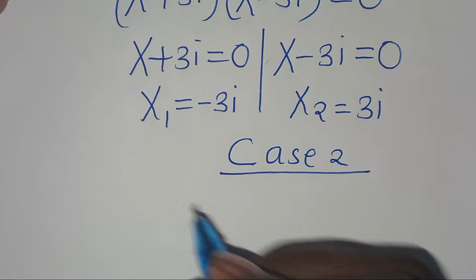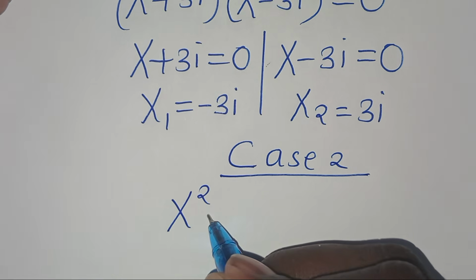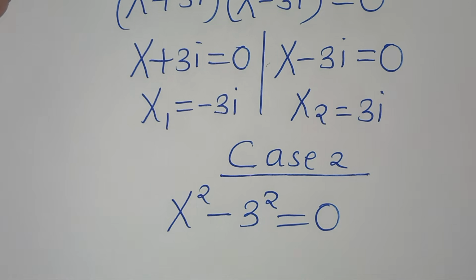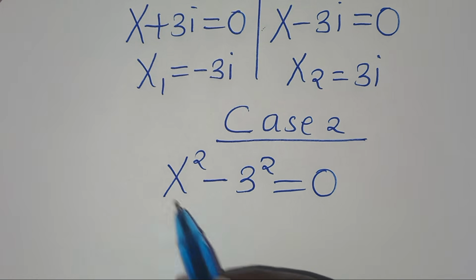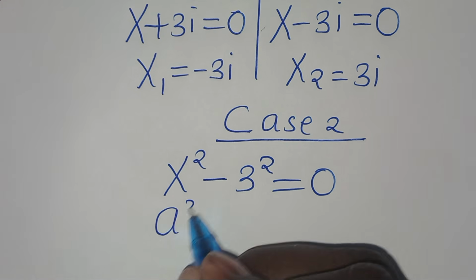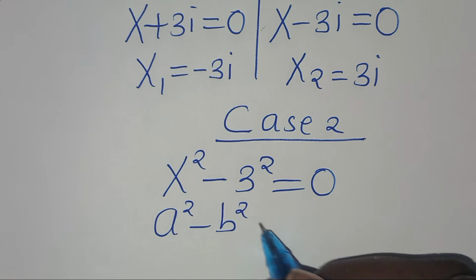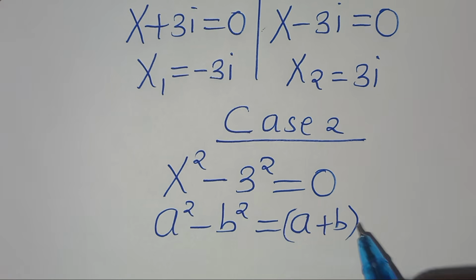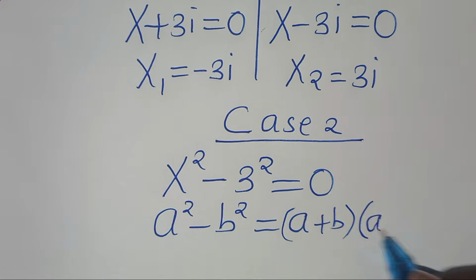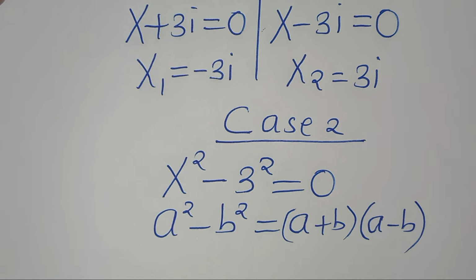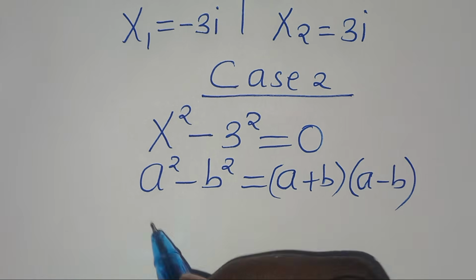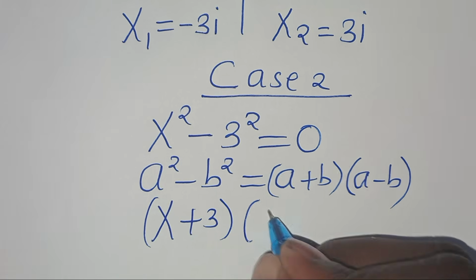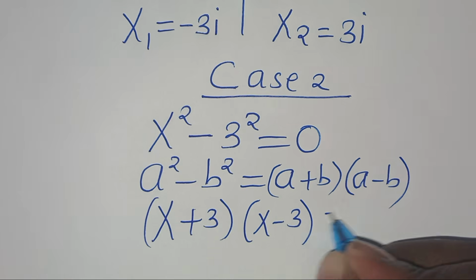In case 2, we have x to the power of 2 minus 3 to the power of 2 equal to 0. So this is again in the form of a to the power of 2 minus b squared, which can be expressed as a plus b multiplied by a subtract b. So we have x plus 3 times x minus 3, equal to 0.